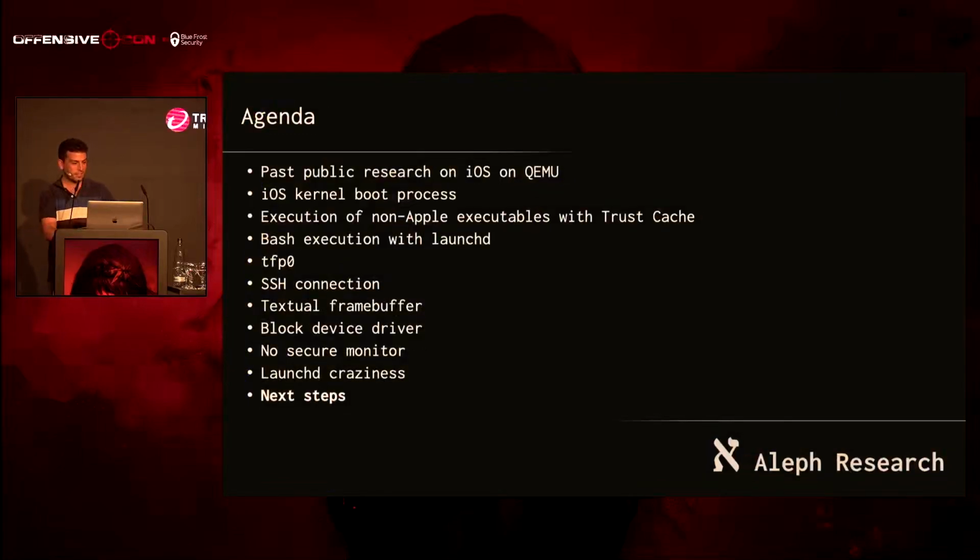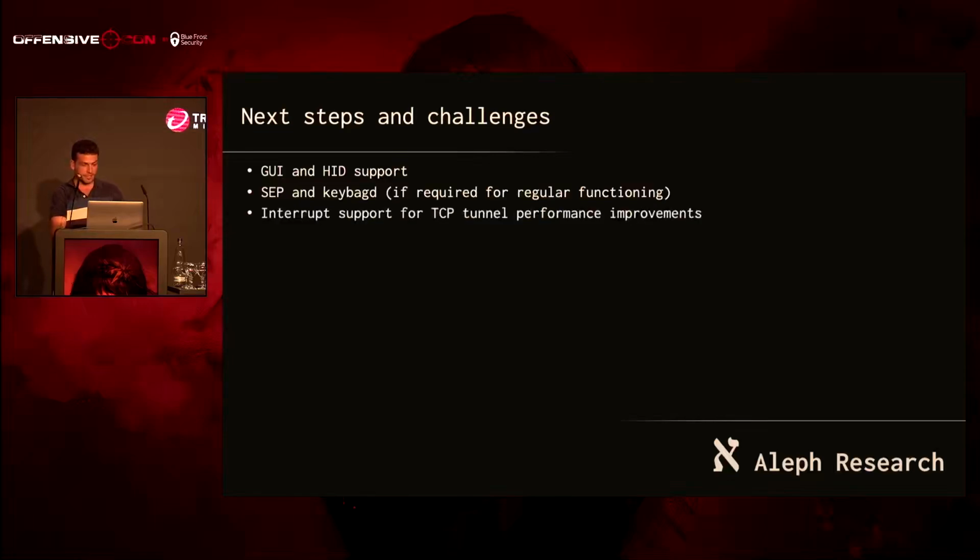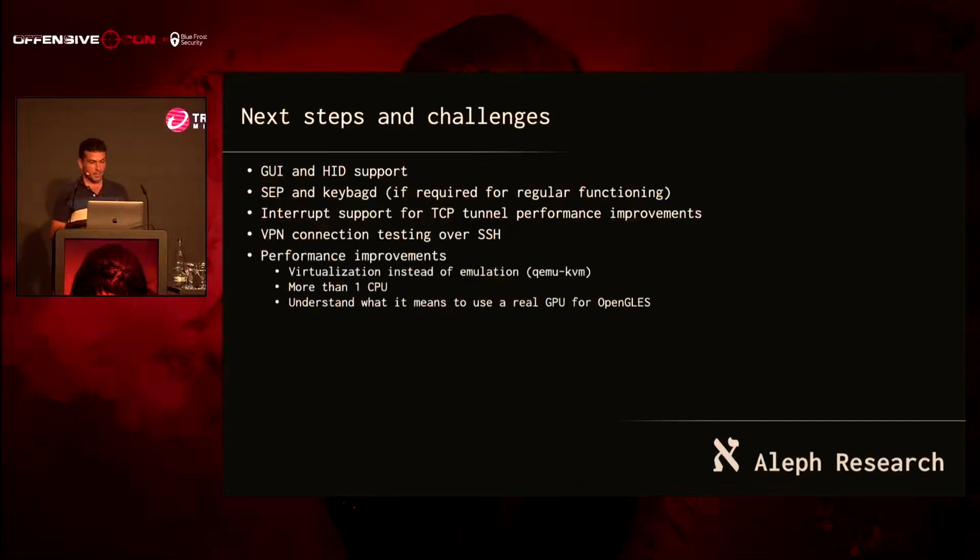Okay, so now let's talk about what lies ahead for this project. We want to implement GUI and HID support. We want to understand SEP better and actually execute keybagd that we just disabled for now. We want to implement interrupt support for performance improvement for the TCP tunnel. We want to test a VPN connection over an SSH tunnel. We want to implement a few performance improvements.